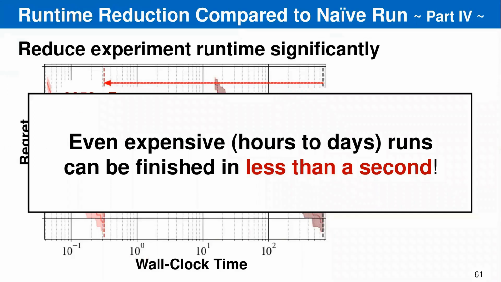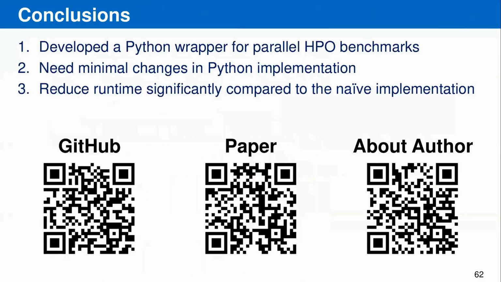This example uses a function that costs at most 10 seconds, but if the function cost is more expensive, the time-saving effect becomes more significant. Here is the conclusion of this presentation. In this presentation, I introduced a Python wrapper for parallel optimization and demonstrated the wrapper significantly reduces the runtime of experiments. This is the end of the presentation. Thanks for listening.